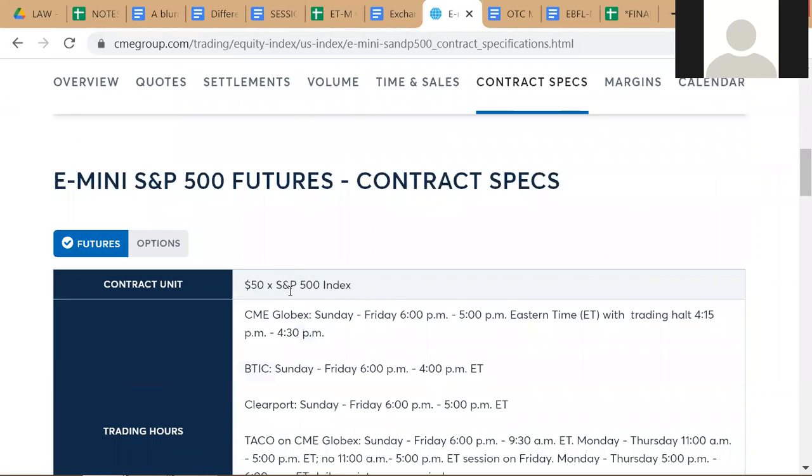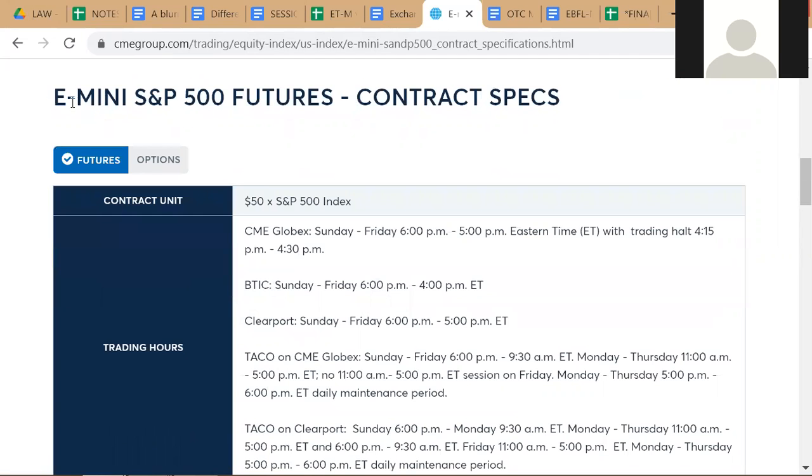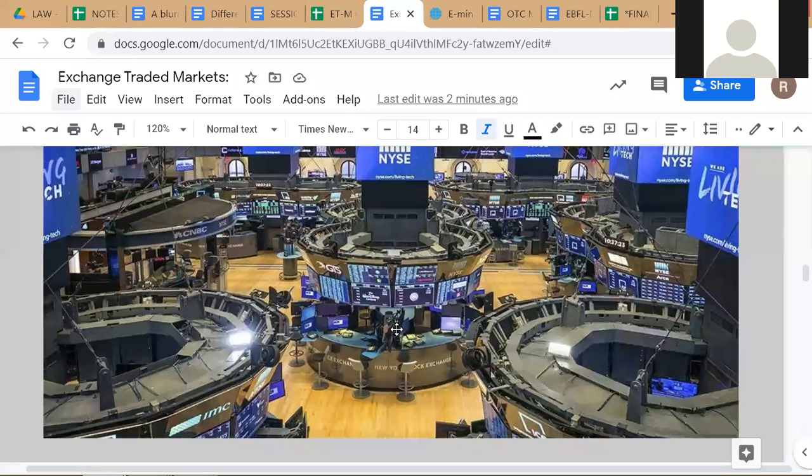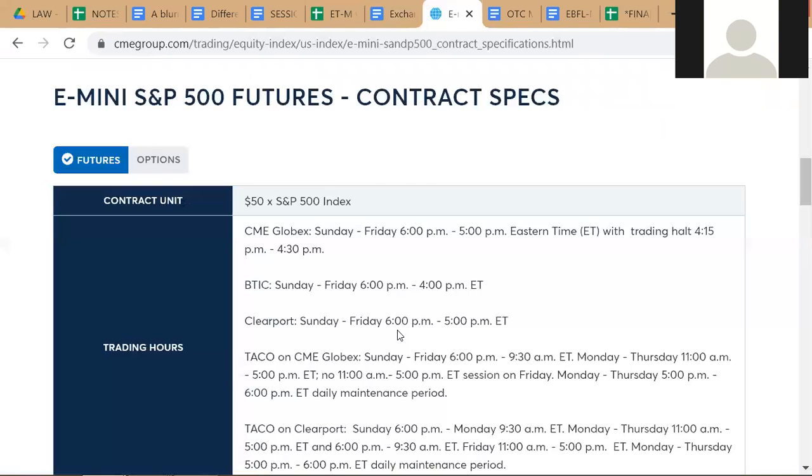So whatever the S&P 500 index is times $50. So it's a small contract size. And that's why the mini, and the E means electronically traded only. This means that this contract does not trade on the floor at all. It's a purely electronically traded contract. You should understand this contract. This is the most liquid.